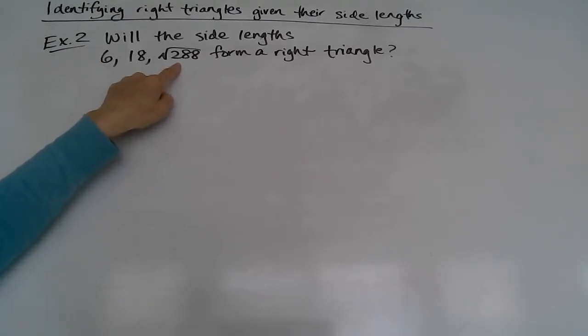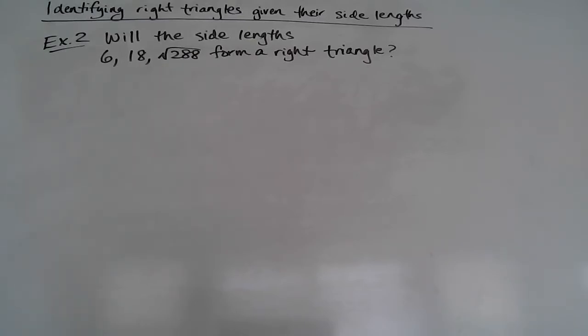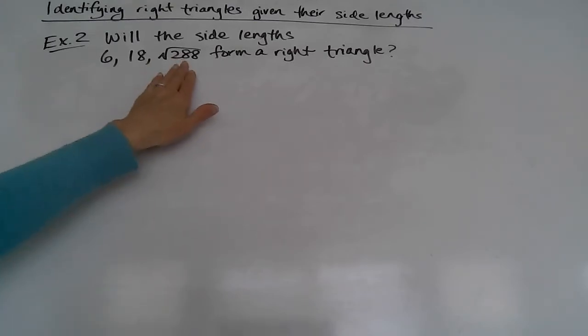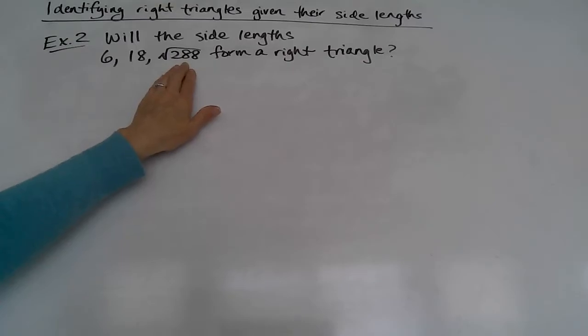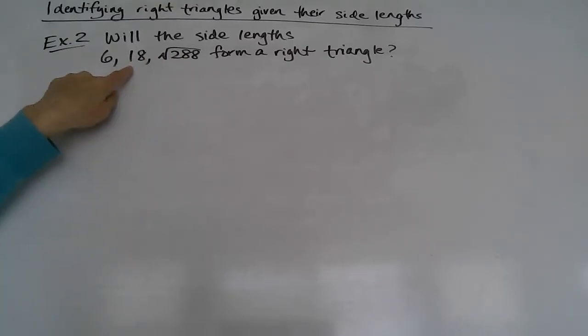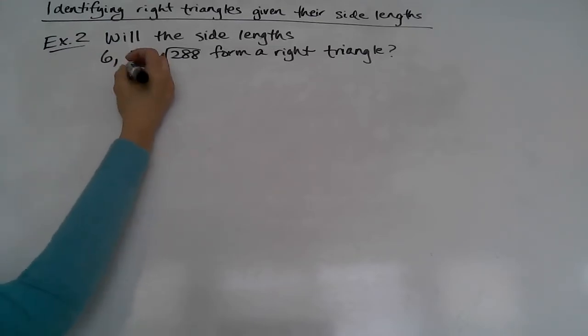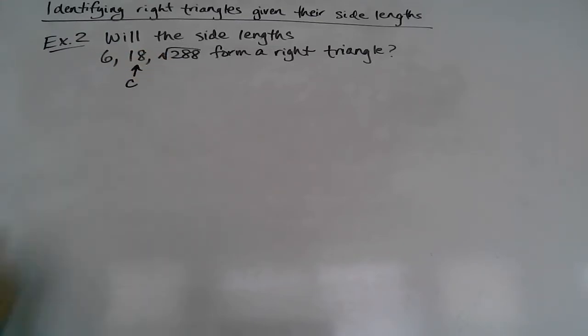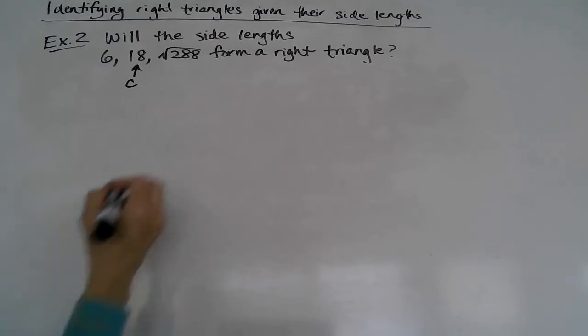So you would need to know what the square root of 288 equals approximately. If you've memorized your squares, you might recall that 17 squared is 289. So if 17 squared is 289, the square root of 288 is going to be just a little bit less than 17, which makes 18 our largest side. So 18 is going to be c when we put it into the equation.